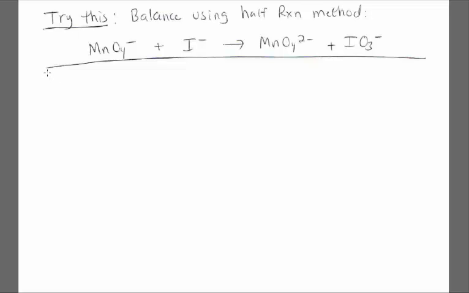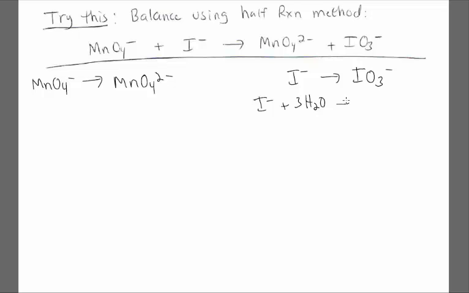I'm going to first divide it into 2 half reactions. The one with manganese will be 1 half reaction, so we'll just write the 2 species. And then the iodine part is the other half reaction. Next step, you balance things other than oxygen. Manganese balanced, iodine's balanced, we're fine. Then you balance oxygens using waters. This has 4 and 4, doesn't need anything, but this side does. So we make it I minus plus 3 waters, because we need 3 oxygens, goes to IO3 minus.